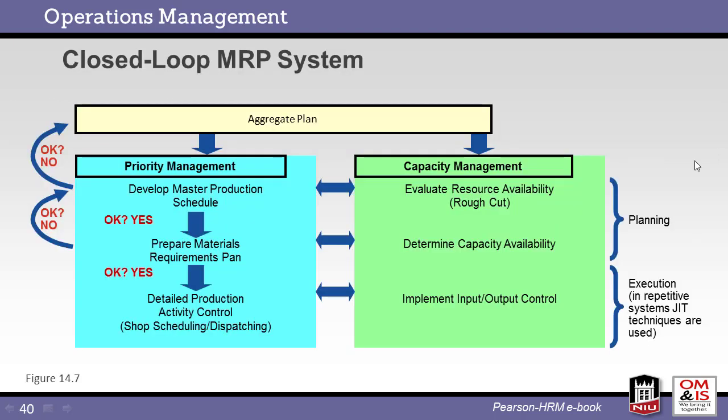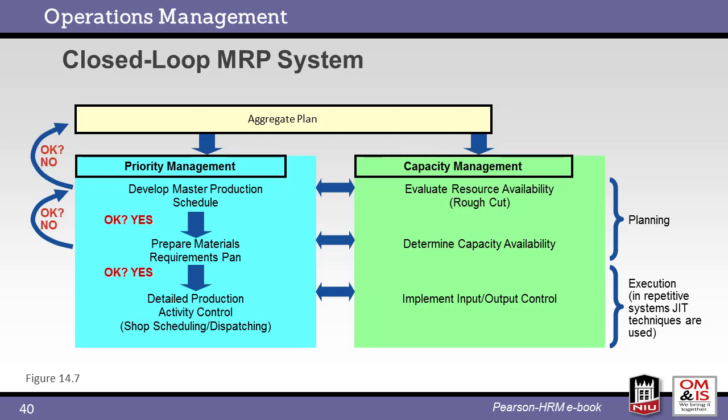With closed-loop MRP systems, we start with the aggregate plan, which is used to develop the master production schedule. The schedule considers the overall resource availability to see if the proposed master production schedule can be met. If not, the information is fed back to the aggregate plan, which must be modified to fit.